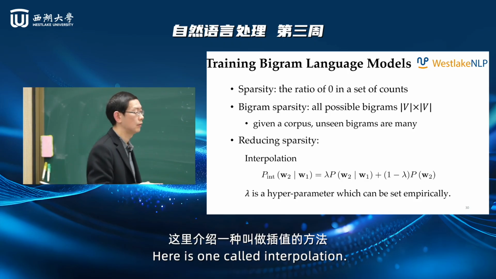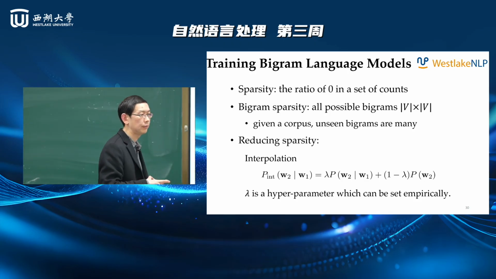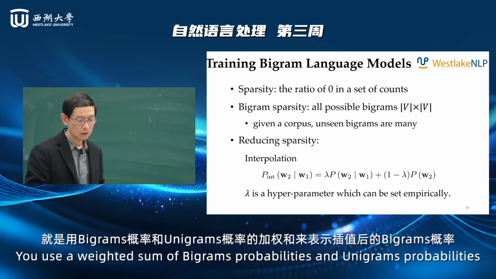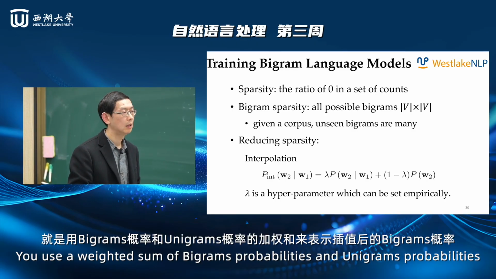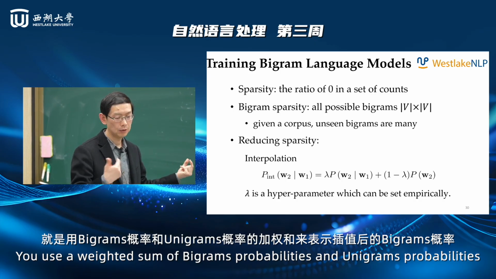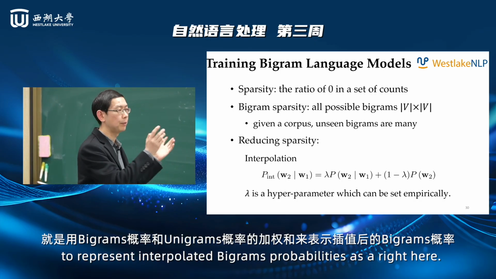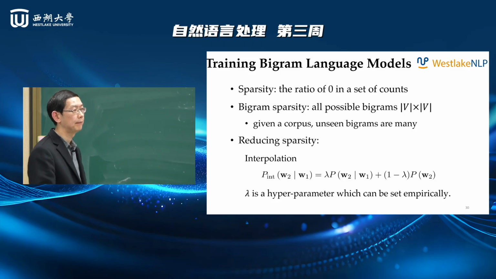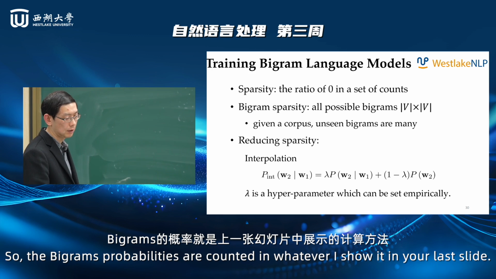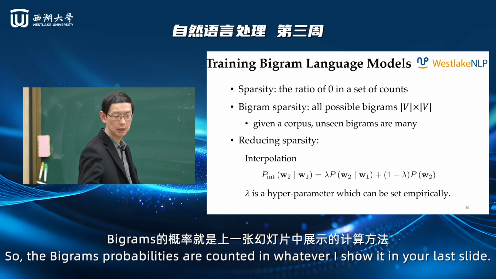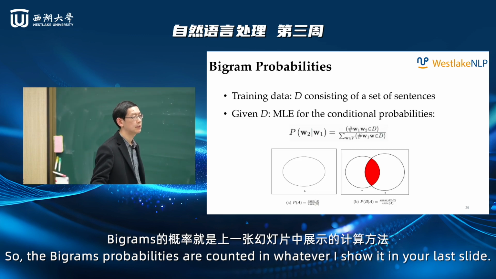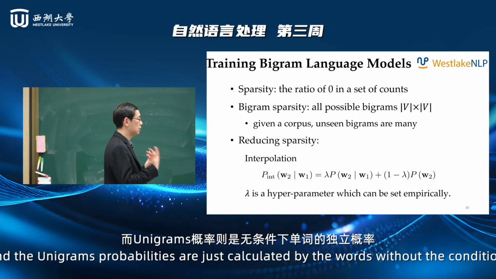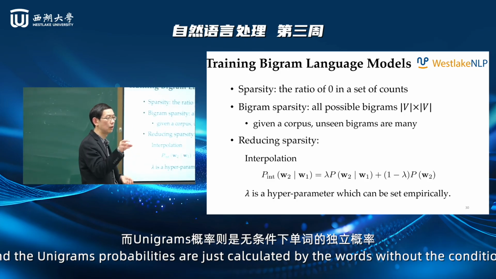Here is one called interpolation. What is interpolation? You use a weighted sum of bigram probabilities and unigram probabilities to represent the interpolated bigram probability, as I write here. The bigram probabilities are counted as I showed in the last slide, right? And the unigram probabilities are just calculated from the words without the condition.